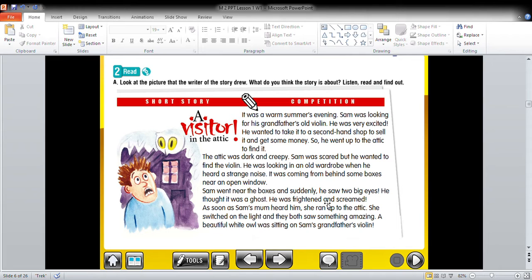He was looking in an old wardrobe when he heard a strange noise. It was coming from behind some boxes near an open window. Sam went near the boxes and suddenly he saw two big eyes. He thought it was a ghost. He was frightened and screamed. As soon as Sam's mom heard him, she ran up to the attic. She switched on the light and they both saw something amazing. A beautiful white owl was sitting on Sam's grandfather's violin. So this is the story about Sam.